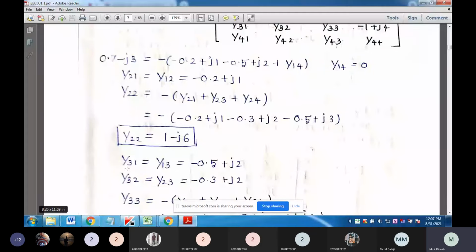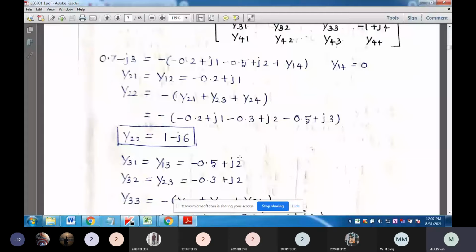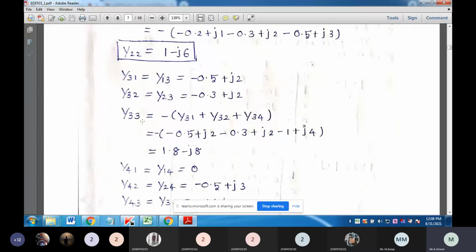So 13 is given, which means 31 is obviously the same, complement. Likewise 23 is given, so 32 is the same. So 23 and 32 are both the same. And next one, Y33, is not given. So it is minus of Y31, Y32 plus Y34. So just add all the elements. Y31 is minus 0.5 plus J2, and Y32 is minus 0.3 plus J2, and Y34 is minus 1 plus J4. So finally you obtain 1.8 minus J8.